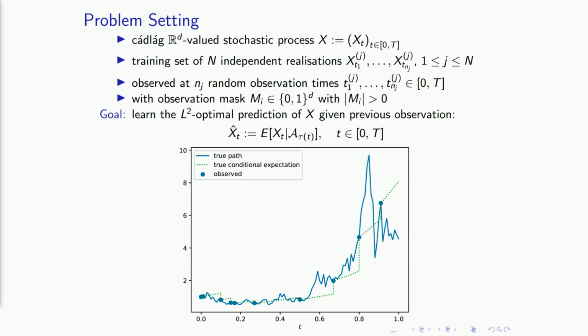However, computing this, if you don't know anything about the underlying distribution, is arbitrarily difficult. So here we see what the goal would be. So the conditional expectation would be the green line. If we had time 0.6, we would have the information of all the blue dots before, and we would like to use this information to make the best prediction of the process in the future. And this we want to do continuously in time.